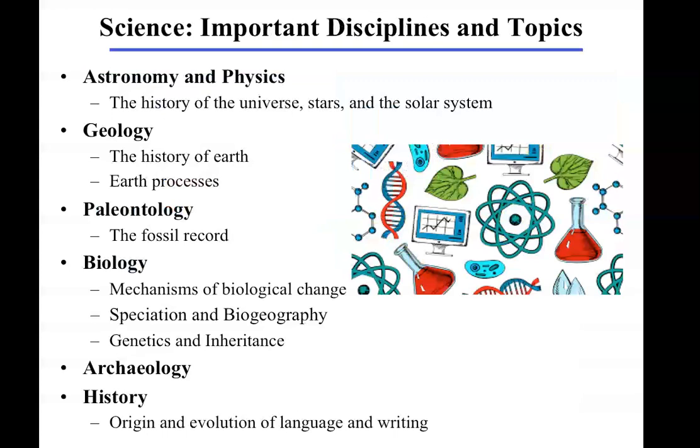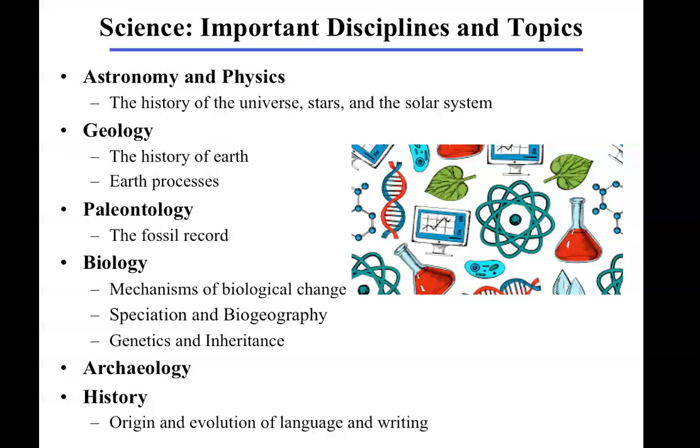When we build these models, as we plug in on the scientific side, there's a couple of important disciplines and topics that every model needs to account for. So this is just a short list of them, but the model needs to account for the history of the universe and where stars come from, and the solar system and how it formed. It needs to account for geology, like the history of the earth and plate tectonics and volcanoes and earthquakes. In paleontology, it needs to account for the fossil record. Where did dinosaurs come from, for example? Where did they go? In biology, what about mechanisms of change? So all of the models are going to assume that animals can change, new species can arise, but the question is how? And what can we learn from genetics and inheritance that are going to provide clues as to how they change or how quickly they change?